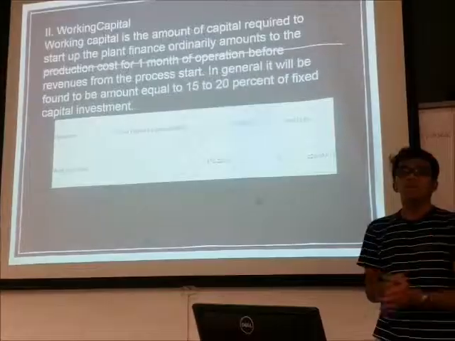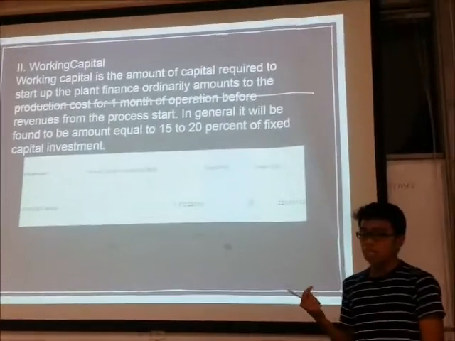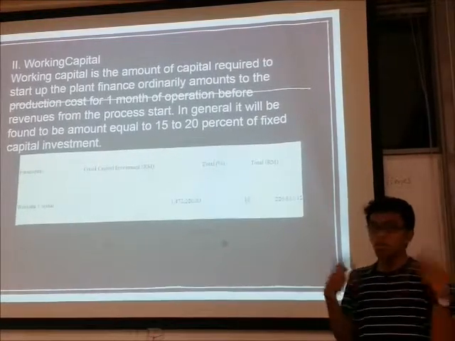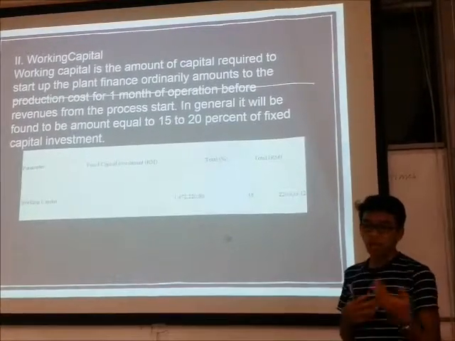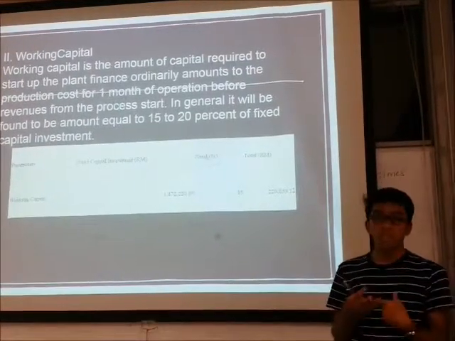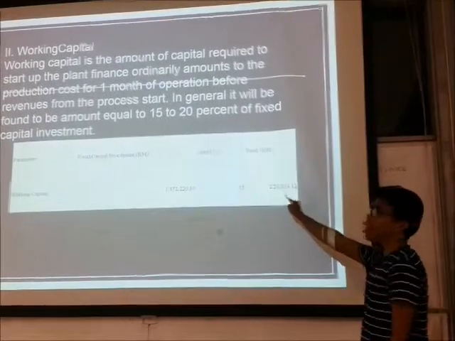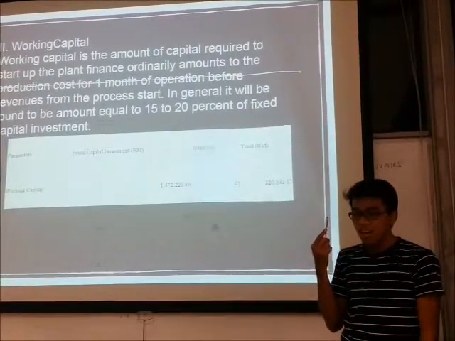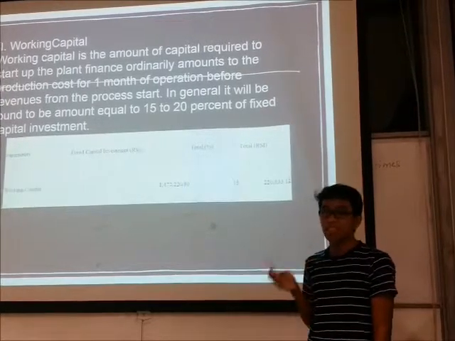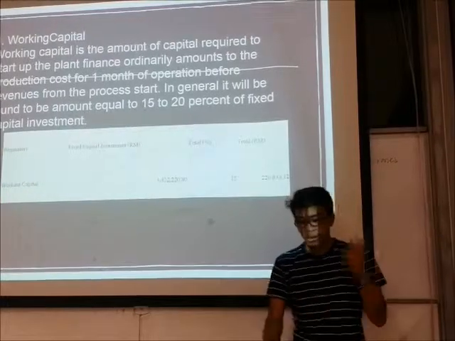Okay, then let's move on to working capital. Working capital is the amount of capital required to start up the plant, to finance ordinary production costs for one month of operation before revenues from the process start. So it costs you approximately 220,833 and 12 cents. This is actually 15% of your fixed capital investment that we have calculated before.